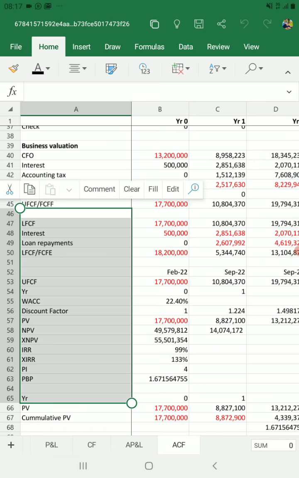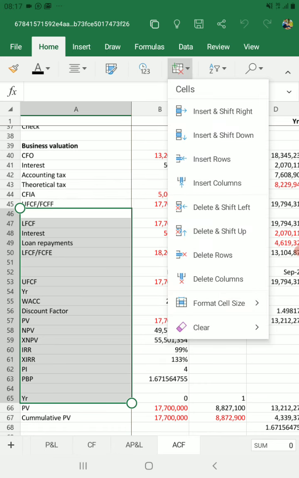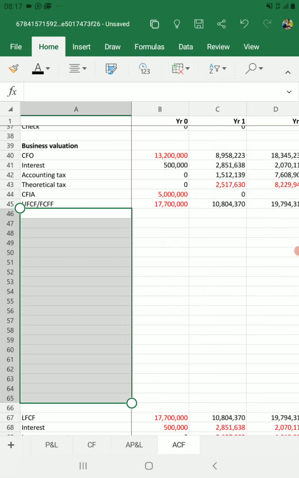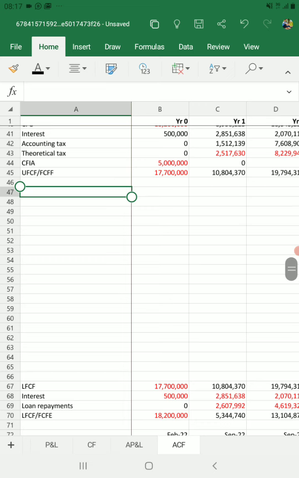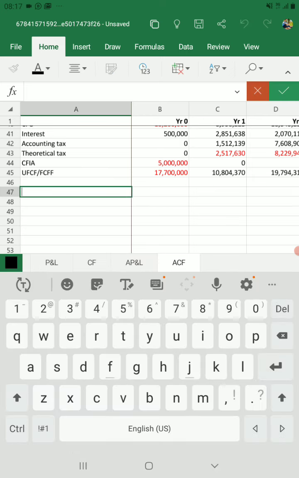Now let me create some rows here to introduce other methods of coming up with unlevered free cash flow. So I insert rows here. The first one is from the cash flow itself. So we start with cash flow from operations, CFO.